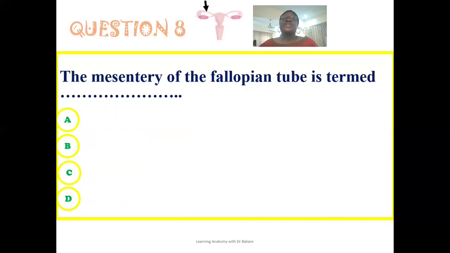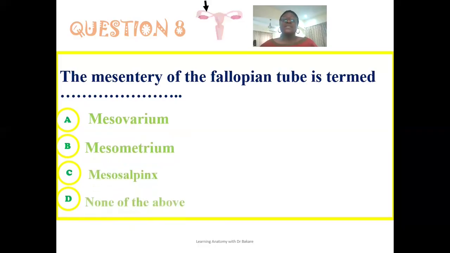The eighth question reads that the mesentery of the fallopian tube is termed dash. The mesentery of the fallopian tube, is it specifically referred to as the mesothelium? Is it the mesometrium? Is it the mesosalpinx? Or is it none of the above? The correct option here is the mesosalpinx.